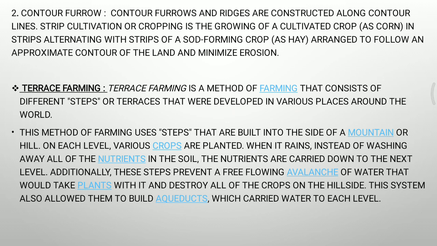Next one, terrace farming. Terrace farming is a method of farming that consists of different steps or terraces that are developed in various places around the world. So the irrigation will be done in the way of steps. There is a shape of stepping done over there. So in this method, in each step the plants will be grown. It will mainly be done at the top of the hill, and the hill will be cut in such a way that it will form steps.